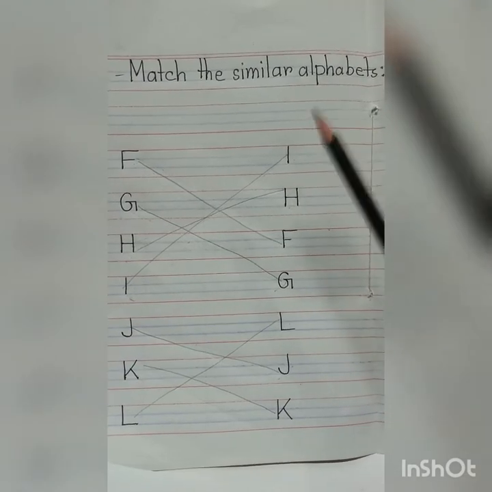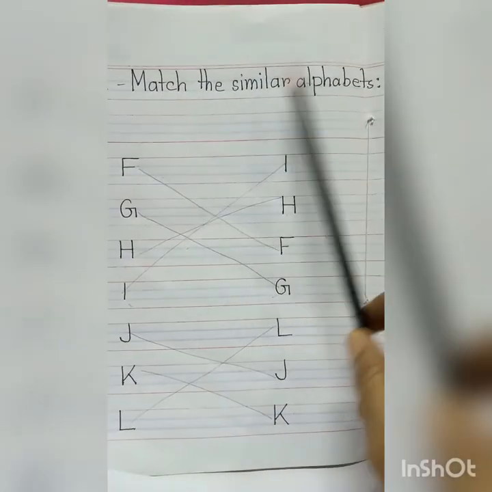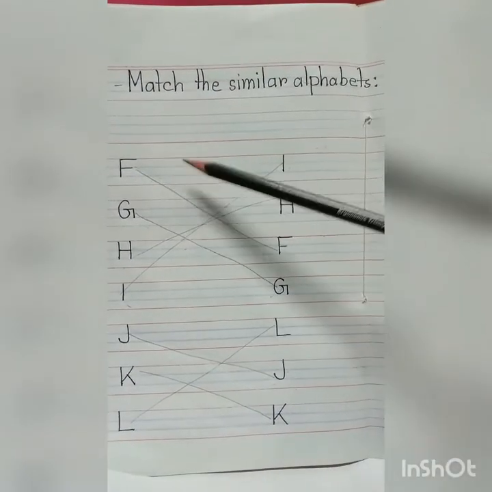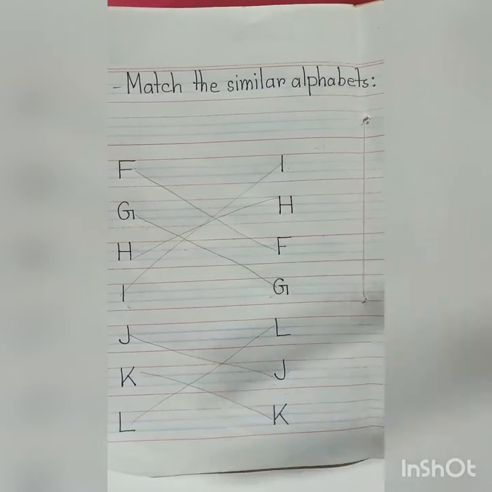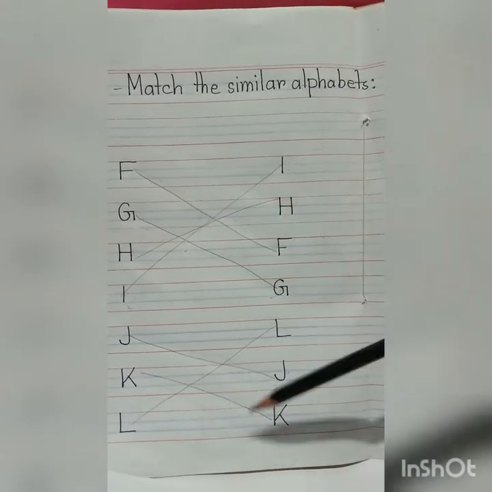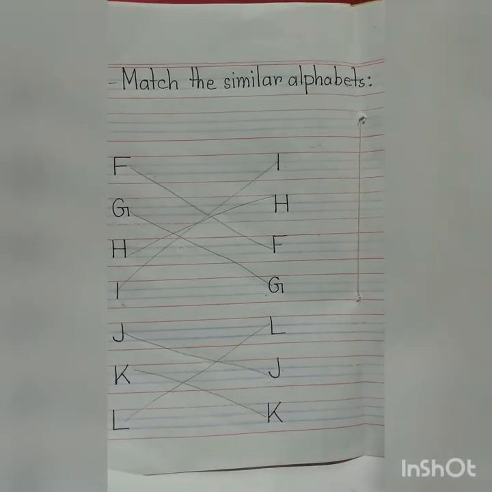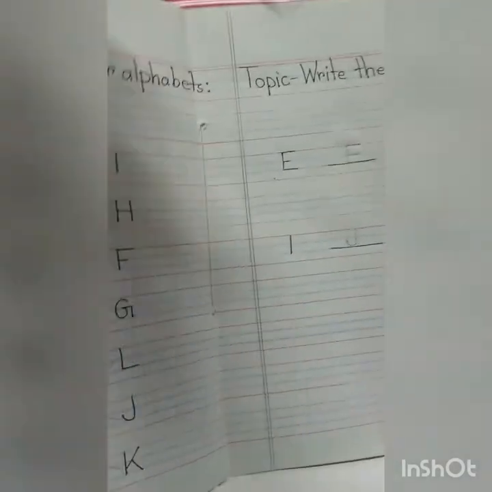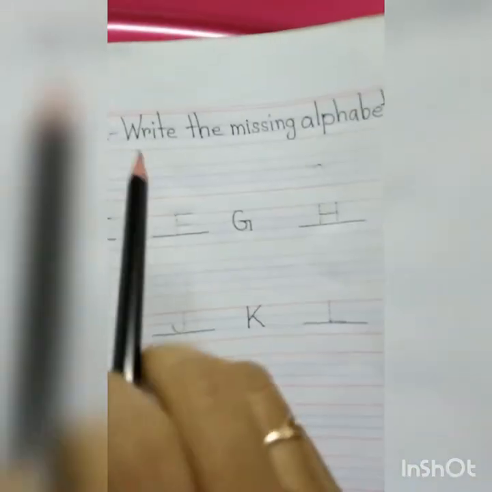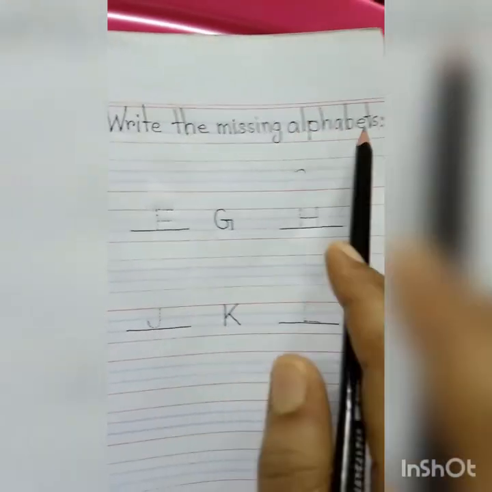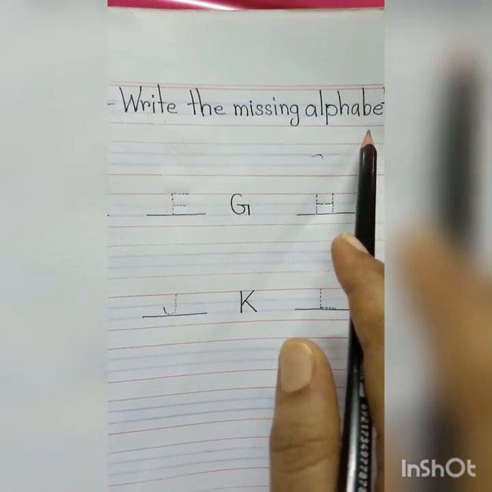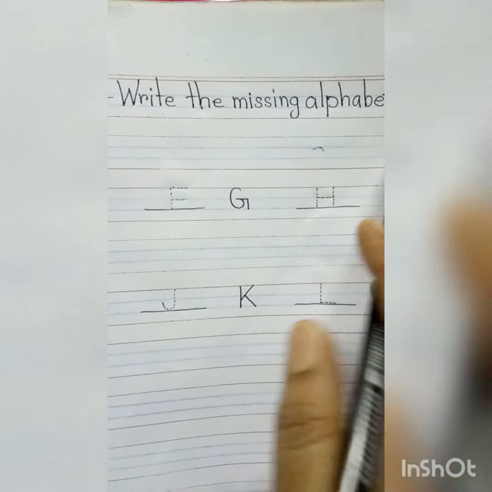Okay. Understand your topic. Match the similar alphabets. Amra ei topic er joto gulo alphabets ache eigulo match kore fellam. Okay. Then our another topic is write the missing alphabets.